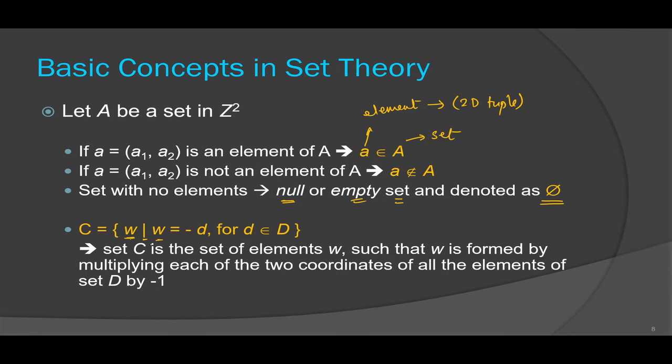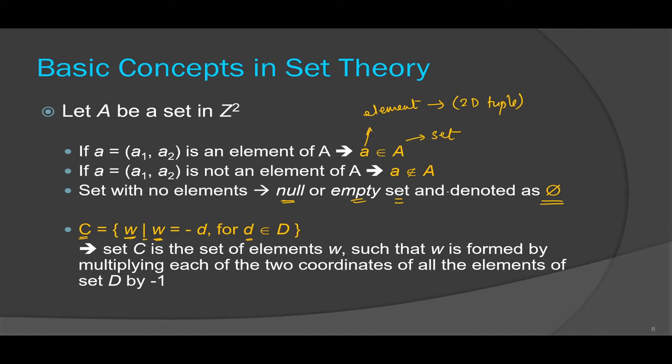See here, C is the set of elements W such that W is equal to -d, for small d that belongs to capital D. So capital D is the set, and this small d is an element of that particular set. If we multiply each of the two coordinates of all the elements like d by -1, then we form this W, right? And C comprises all such elements W. This is what we mean.